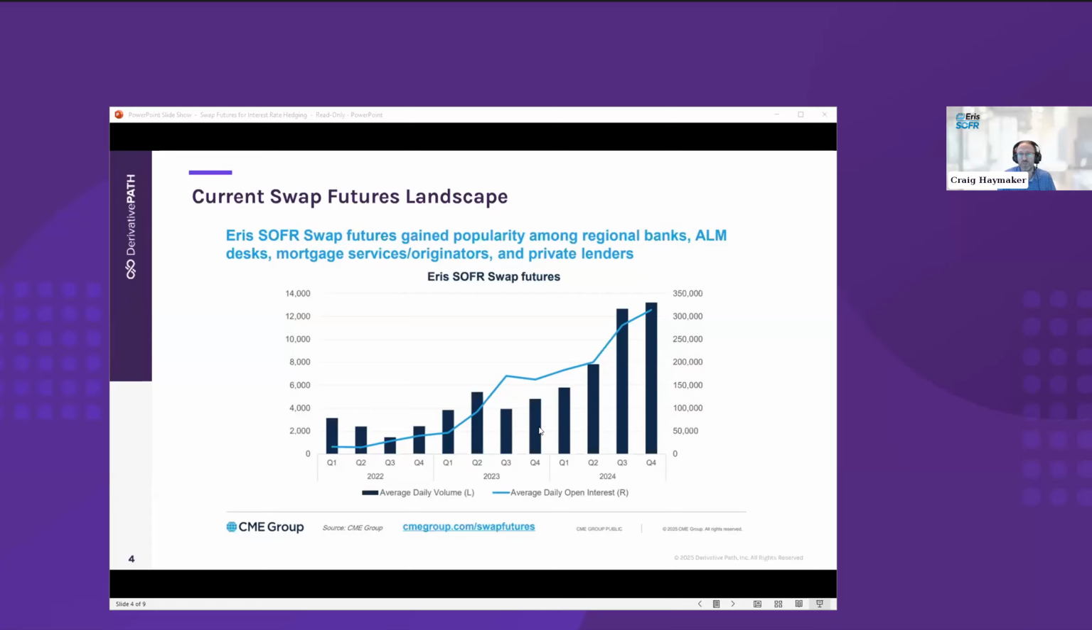And honestly, I think it speaks to the power of CME's distribution, as well as the resources and availability of folks to be out there, sitting down with institutions and end users and saying, okay, here's what it is and here's how to use it.